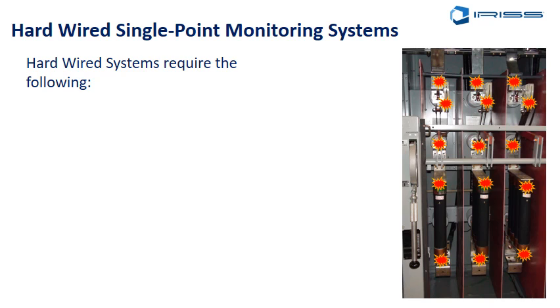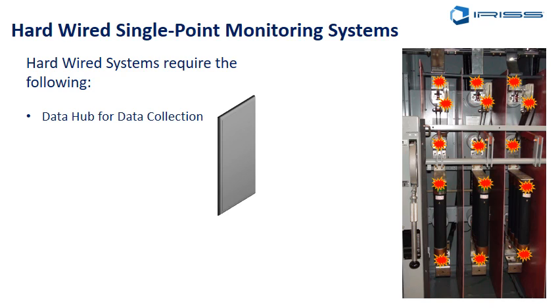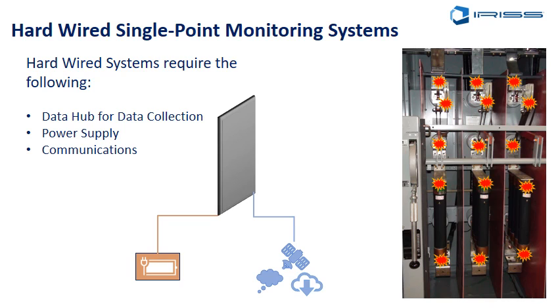So first and foremost, if we look at a hardwired single point monitoring system, these require the following. You're going to need a data hub for collection, where you're going to plug all of the temperature measurements back into. You're going to need to provide a power supply for this data hub. You're going to need to provide communications, such as maybe it will be plugged into the intranet. It might have a GSM or Wi-Fi connection, so all of these will need providing.